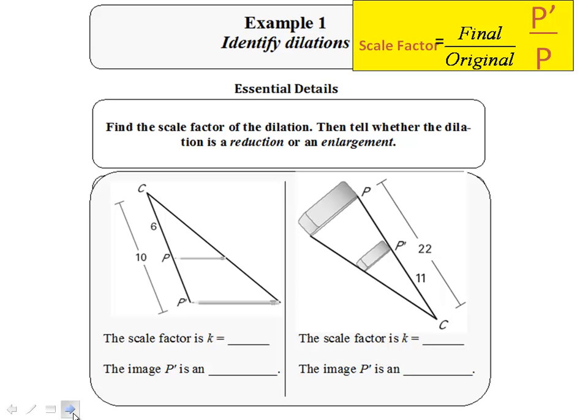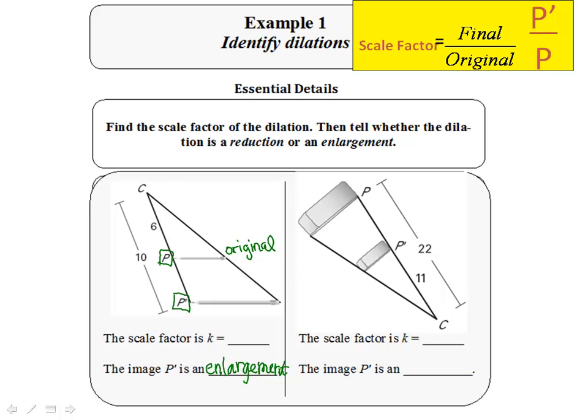Let's first look here. The first thing you want to do for these is see what's my original and what's my final shape. We notice that by looking at the letters. This is just a plain P, and this is a P prime. Remember, P prime is what we put after we make a change. So this one is our original. It got bigger. When something gets bigger, it's called an enlargement. So this is an enlargement. I could do that even before I found the scale factor.